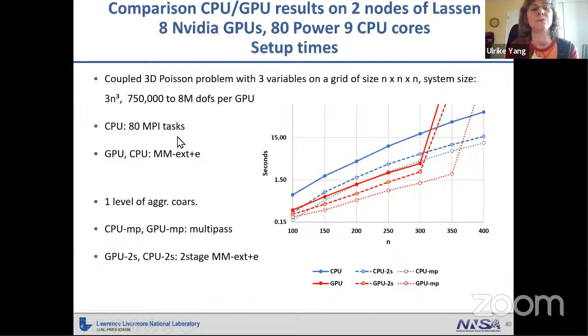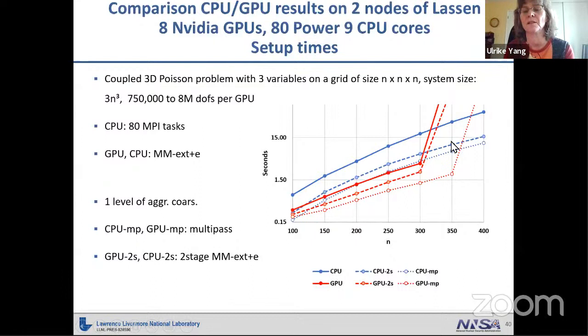As before, here we use 80 MPI tasks where the CPU runs, and again we do an apples to apples comparison. What you see here, CPU 2S means two-stage interpolation and MP is multipass interpolation, so we can compare these. This is just a set of setup times. In all cases, if you're just on the CPU, multipass gives you the best times, and that's still true on the GPU. The worst times, as expected because you get high complexities, are if you don't do any aggressive coarsening, and then of course two-stage interpolation is in between.